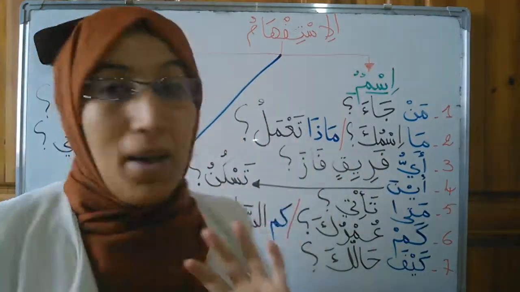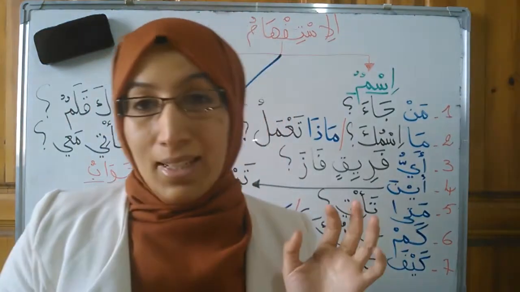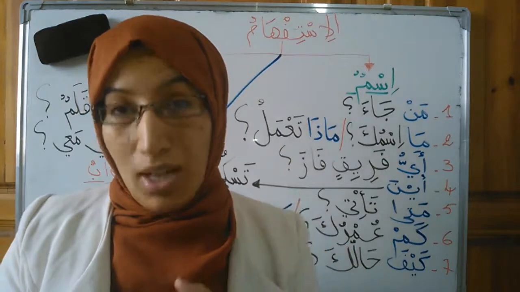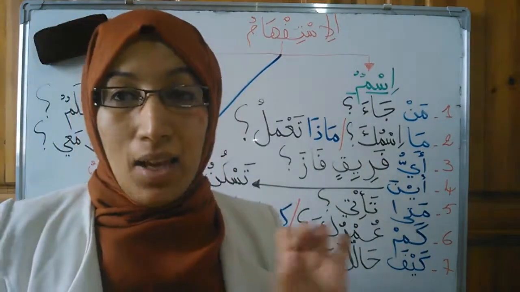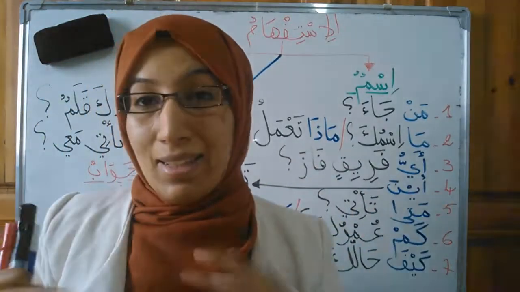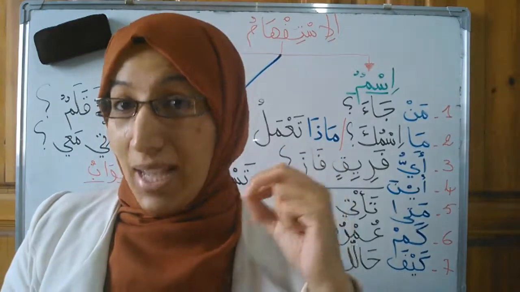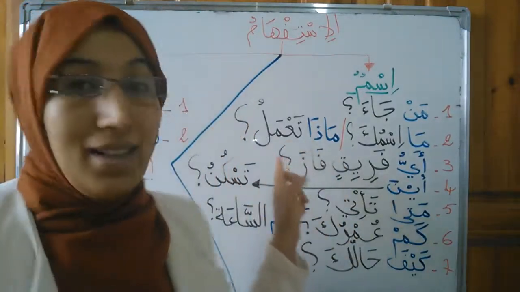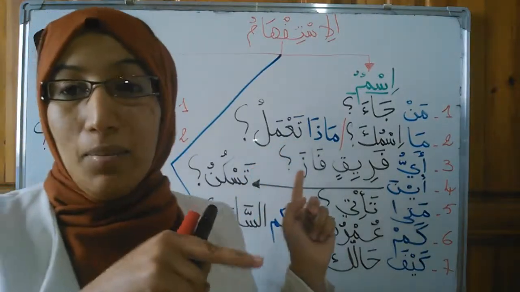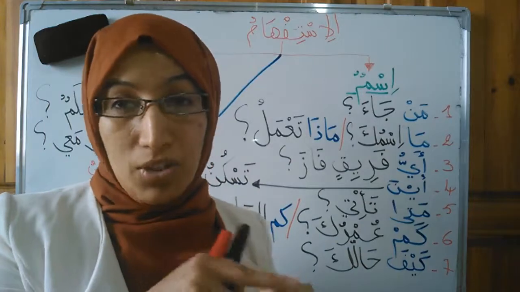And I have madha ta'mal, what do you do? Madha here is also what, but in Arabic the difference between ma and madha is that ma is a general question, I can use it anywhere. But madha, I use it just when I'm asking about an action. So here, madha ta'mal. Ta'mal, anta ta'mal. I have fi'l mudari', a present verb.